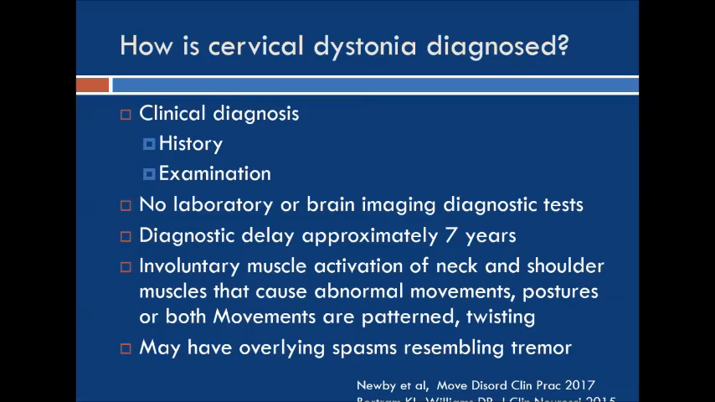Now, the way we look at cervical dystonia is really by its physical manifestations. It is defined as involuntary muscle activation of neck and shoulder muscles that result in abnormal movements. Typically, these are sustained postures, but can have overlying spasms that can resemble tremor. The movements have to be patterned and have a twisting component to them before we're able to make this diagnosis.